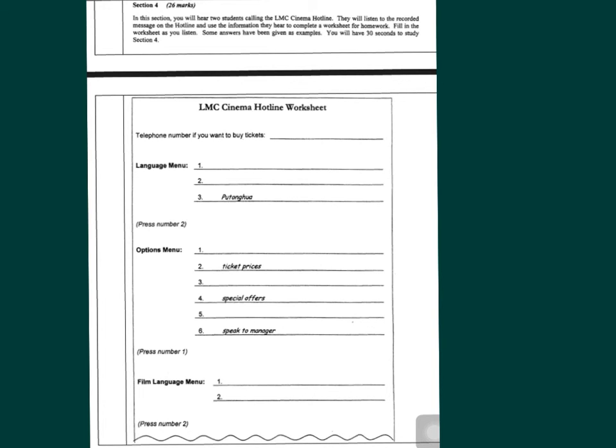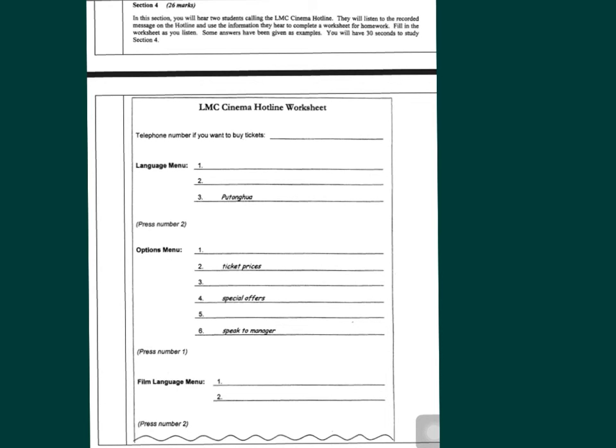Please select from our options menu. Press 1 for film times. Press 2 for ticket prices. Press 3 for cinema address. Press 4 for special offers. Press 5 for film information. Press 6 to speak to our manager. What do I do? Press 1.